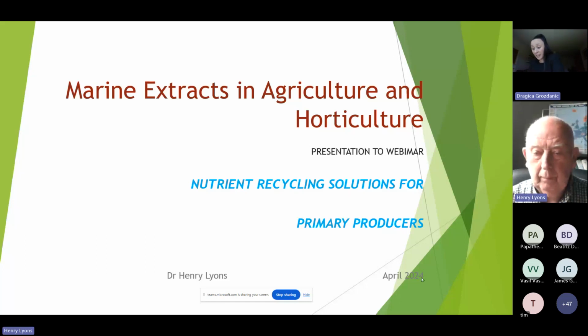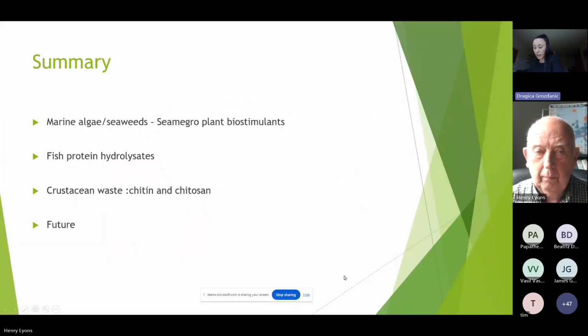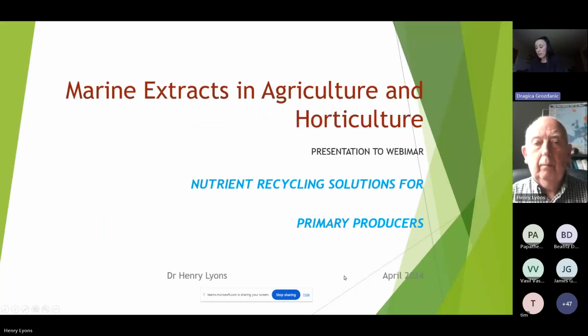Henry has had a lifelong interest in natural products derived from marine and terrestrial plants, and has used his background in science to help several coastal communities in setting up small enterprise and environmental projects. This has helped in the creation of much needed employment in these areas and the development of some innovative products and solutions for sustainable agriculture. Dear Henry, the floor is yours. Thank you very much, Dragica.